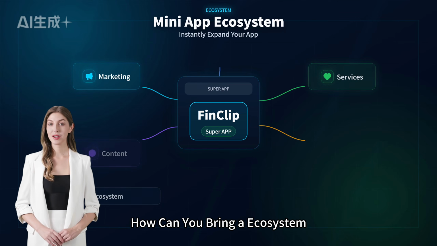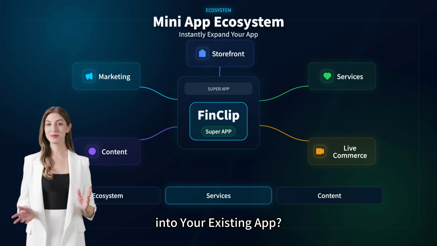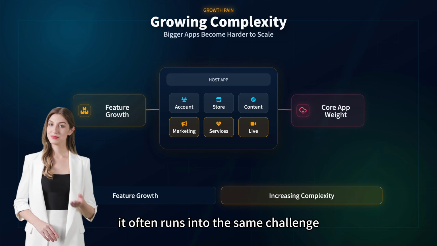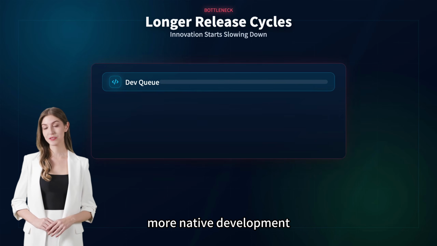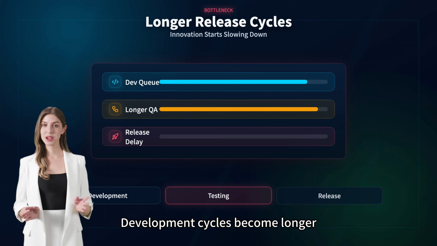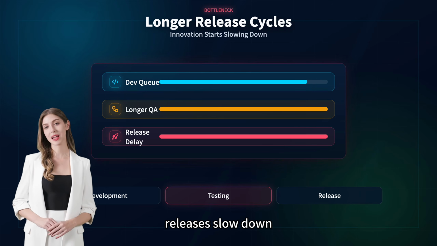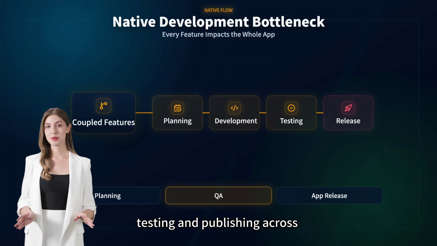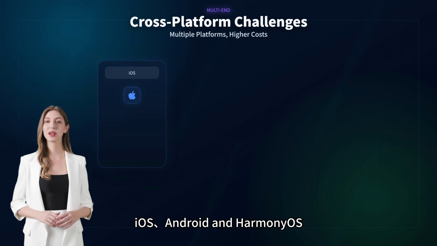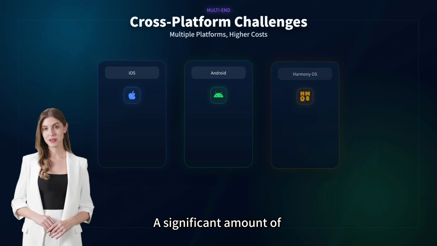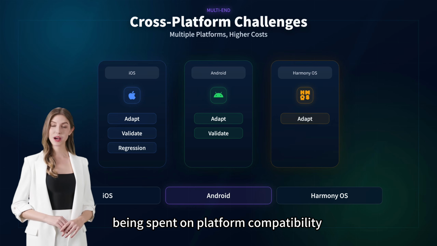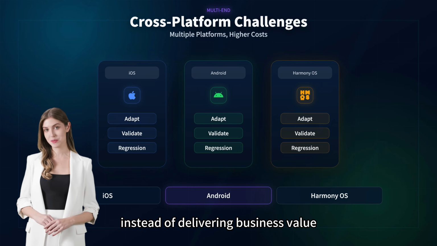How can you bring an ecosystem into your existing app? As an app grows, it often runs into the same challenge. More features mean more native development. Development cycles become longer, releases slow down, and every new feature requires planning, testing, and publishing across iOS, Android, and HarmonyOS. A significant amount of engineering effort ends up being spent on platform compatibility instead of delivering business value.